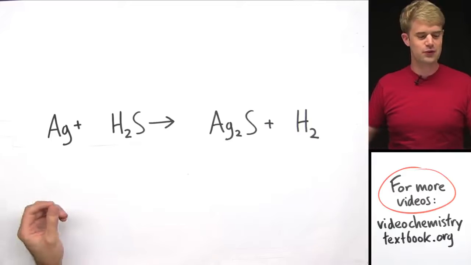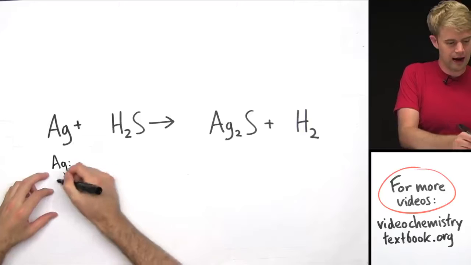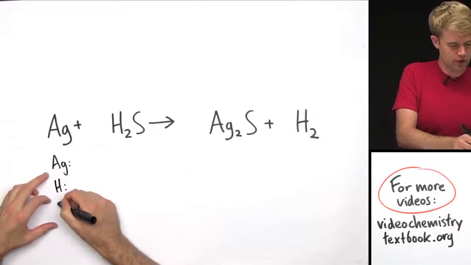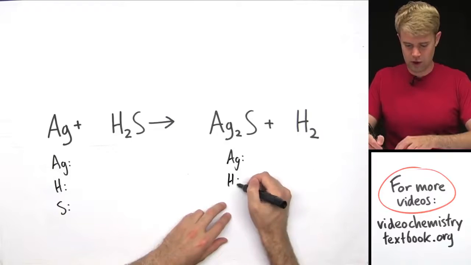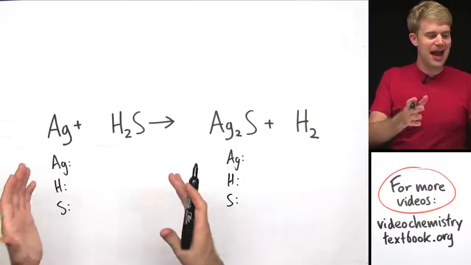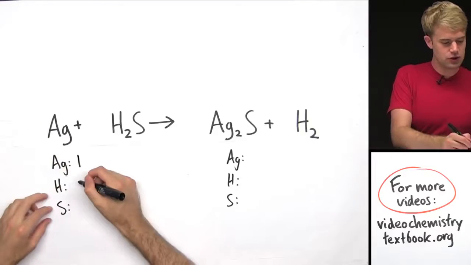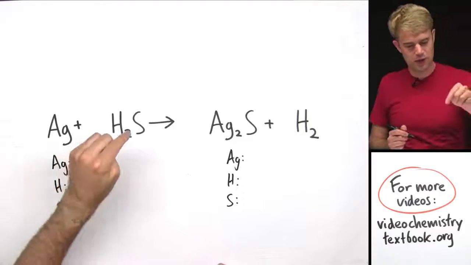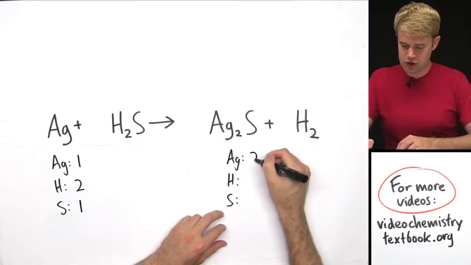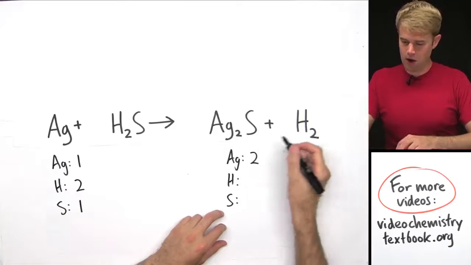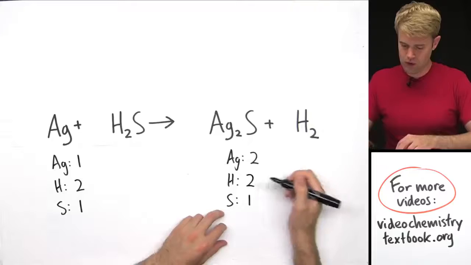Okay, so in this equation we've got 3 elements: silver, Ag, hydrogen, H, and sulfur, S. Obviously we've got these on both sides of the equation. Let's see how many atoms we have of each. Over here we've got 1 Ag, we've got H2, so 2 hydrogen atoms, and then we have S, so 1 sulfur atom. Over here we have Ag2, so we have 2 silvers. Sulfur, we have 1, and then we have H2, so 2 hydrogens.